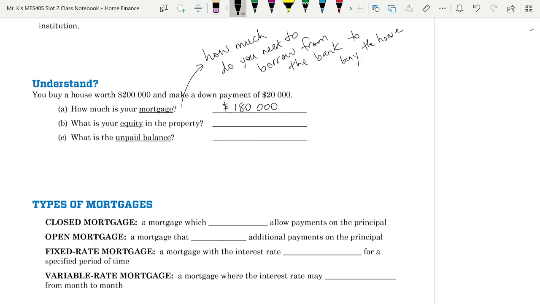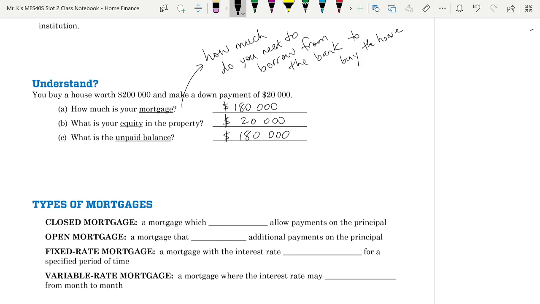What is your equity? Well, you made a payment of $20,000, so you own $20,000 of the house. What is the unpaid balance? Well, the second you buy the mortgage, you haven't made any payments on it yet, so you still owe the bank $180,000 of balance. But of course, you'll be paying interest on that.